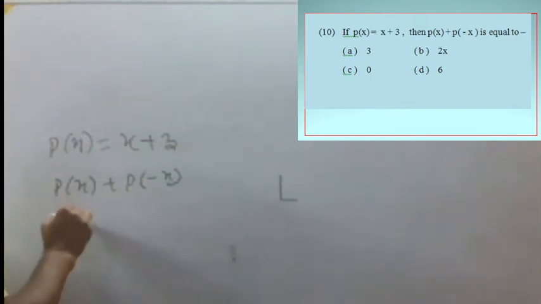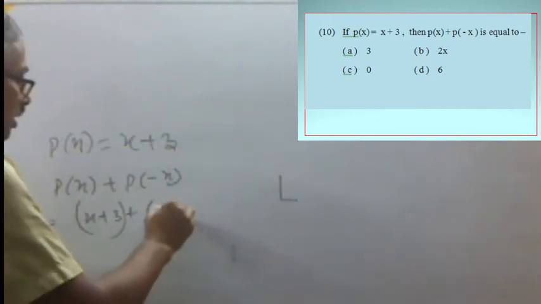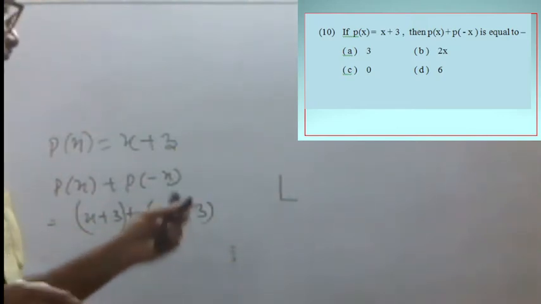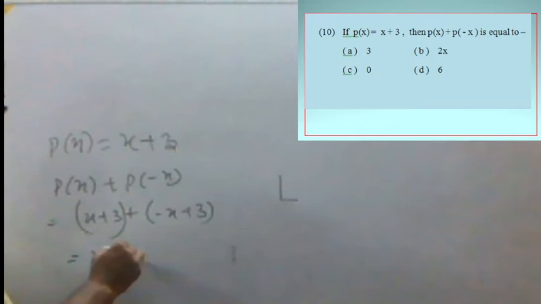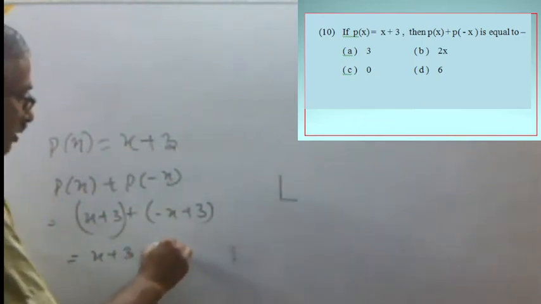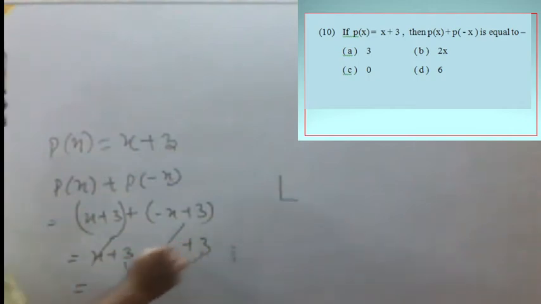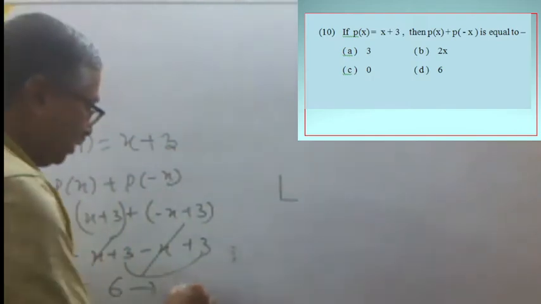So if we simplify this, p(x) is x plus 3, and the value of p(minus x) is minus x plus 3. Simply we have to replace x by minus x. So the constant will remain the same, the sign remains the same. If we remove this bracket, plus minus minus, this is plus 3. So minus x plus x cancel. 3 plus 3, 6. So option D is the correct option.